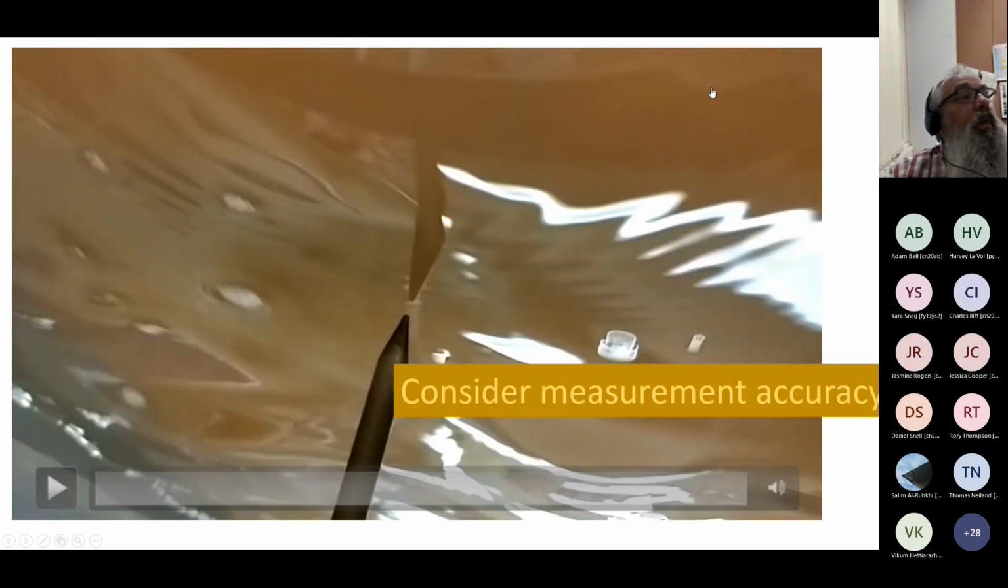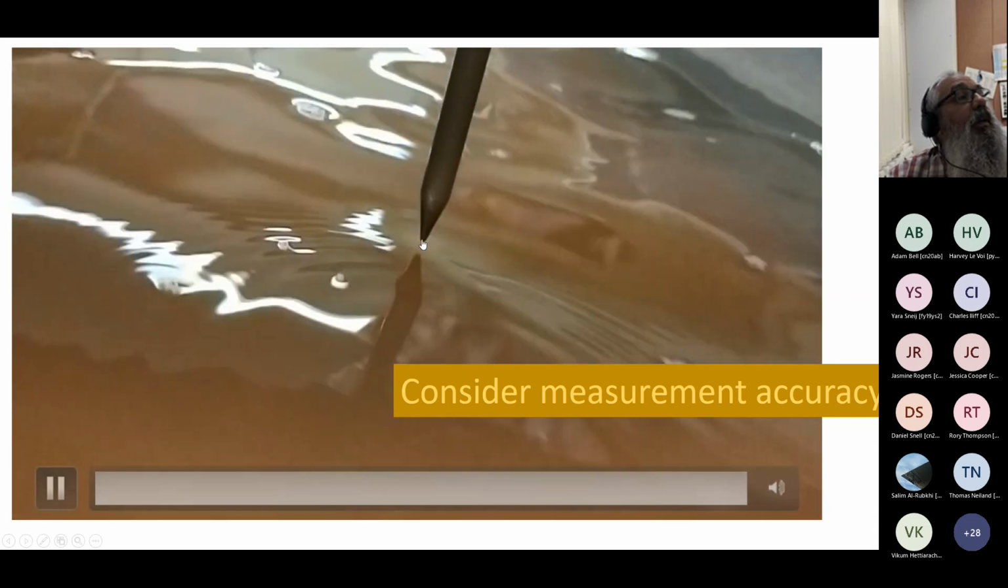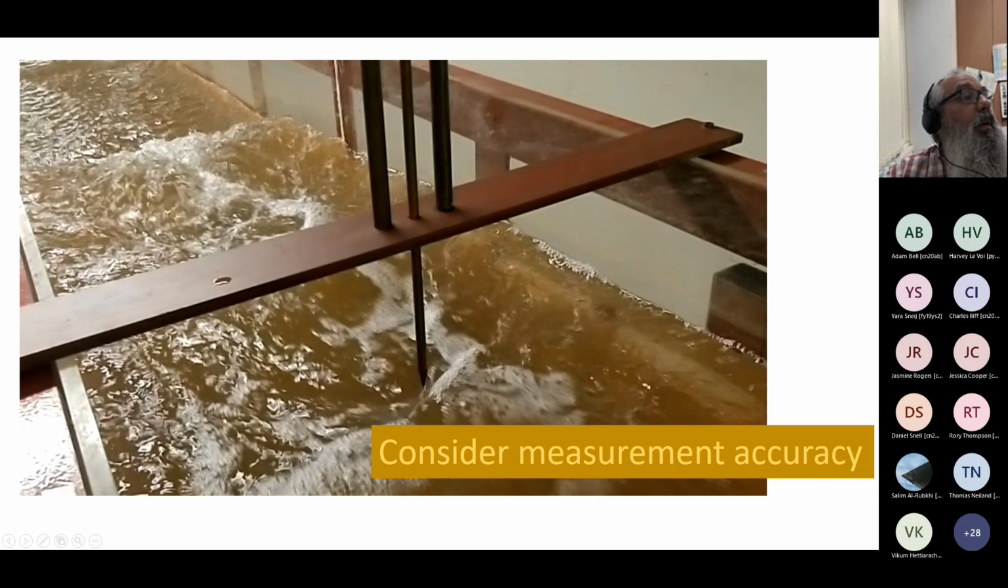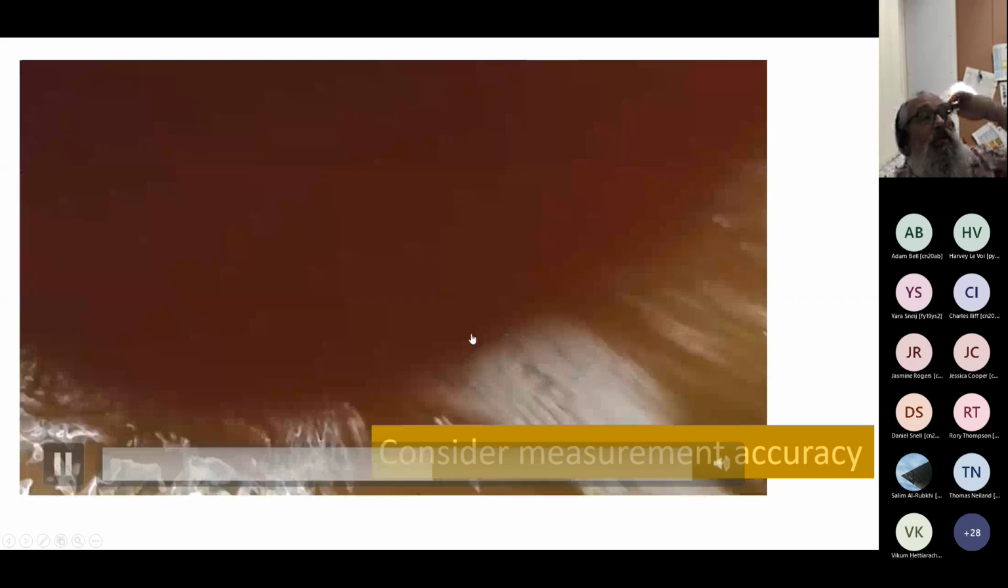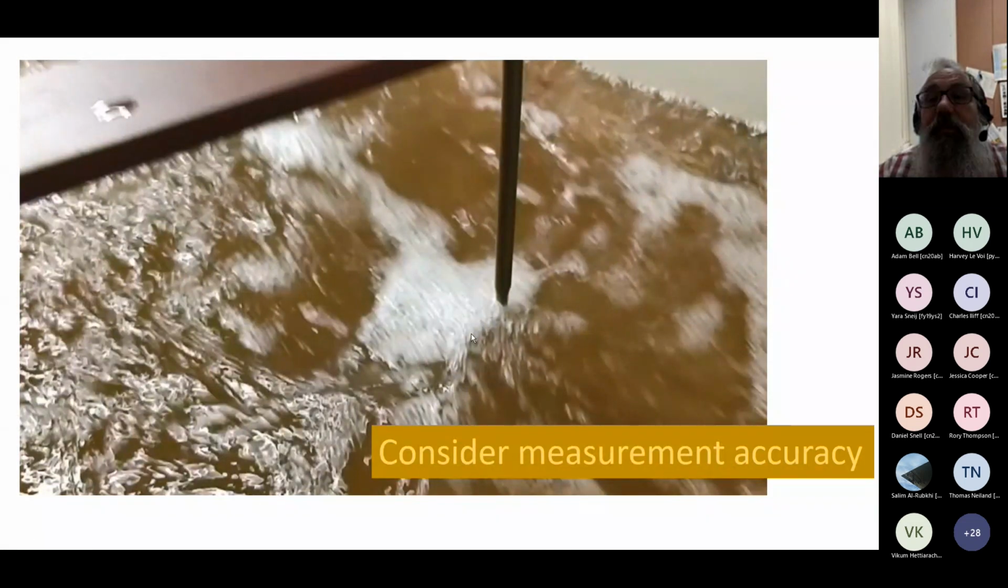So this is the point I was making about the measurement of depth. I'm trying to measure the water surface here, and we see that it's jumping around a lot. In fact, on the next one, it's even worse when you get nearer the jump. We're trying to measure this to the millimeter, yet we see that point is getting submerged and then visible again.